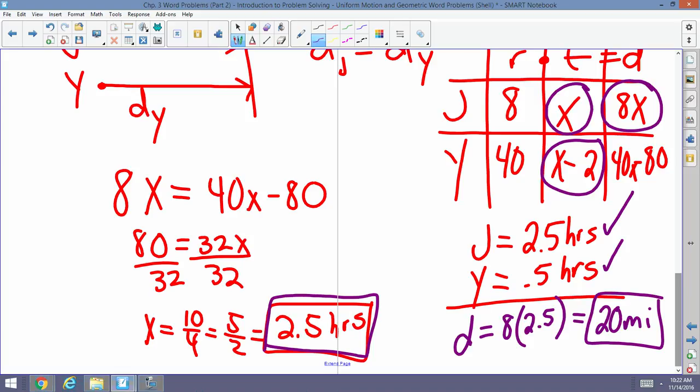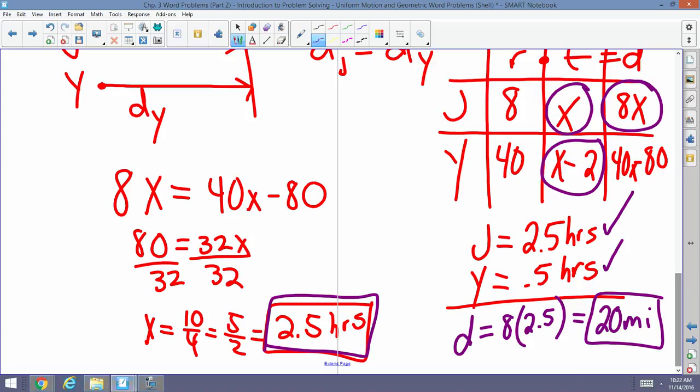Well, 8 times 2.5 is 20. 40 times 2.5 is 100, minus 80 is also 20. I just plugged into the formula, sir. Correct. They're both going the same distance. Yes, sir.